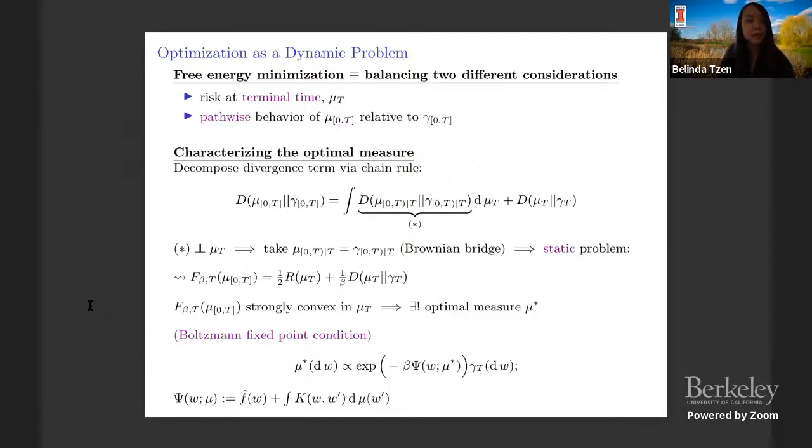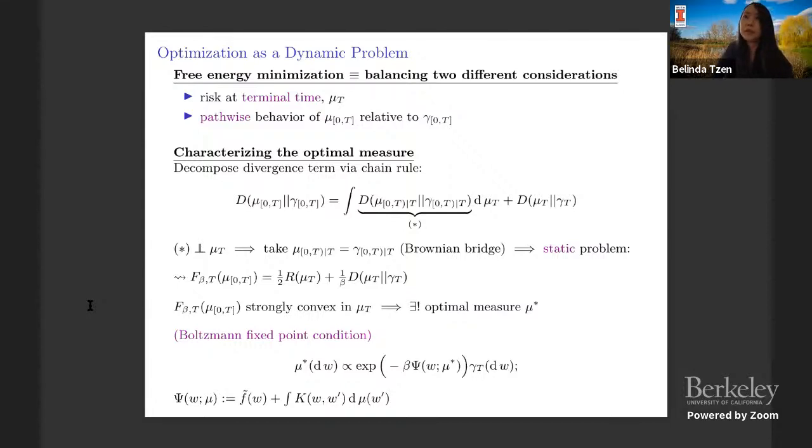Moreover, because this free energy is strongly convex in the terminal density, there exists a unique optimal measure, and it's characterized by this so-called Boltzmann fixed point condition that looks like this. So it comprises a potential with inverse temperature beta and a Gaussian that reflects the strength of regularization or optimization time.